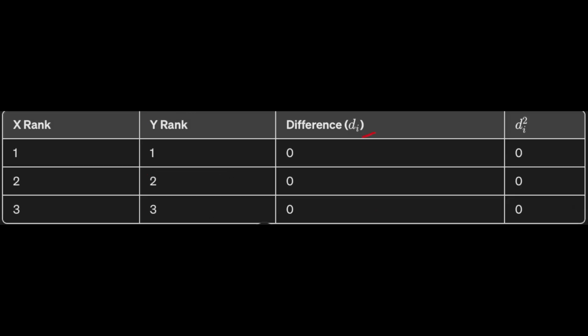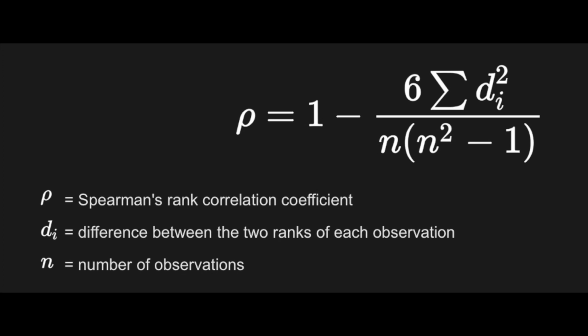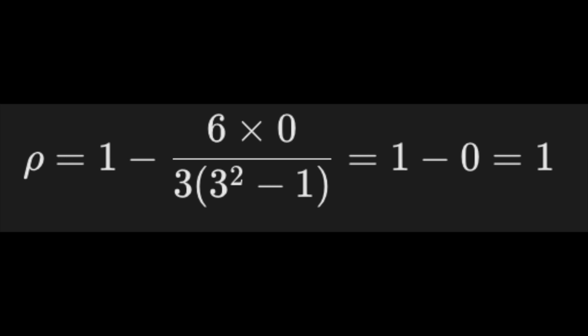Step 2, we calculate the difference in ranks for each pair of observations. Step 3, apply the Spearman correlation formula. In the formula, D represents the difference in ranks between the 2 variables for each observation and n represents the number of observations. After inserting the correct values, we calculated a Spearman correlation coefficient of 1. So, what does this value mean?